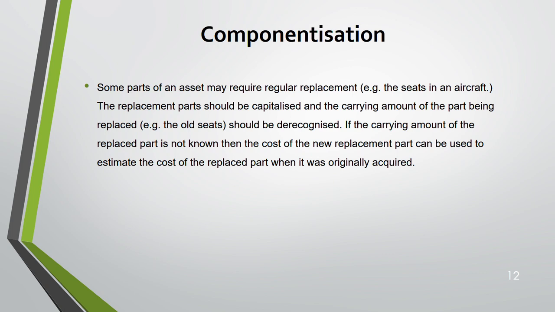Then you use the cost of the new replacement part. Okay? That you take as a cost of the old seat. Using that cost, you estimate what would have been the price of the replaced part, that means old seat, when you originally bought it.